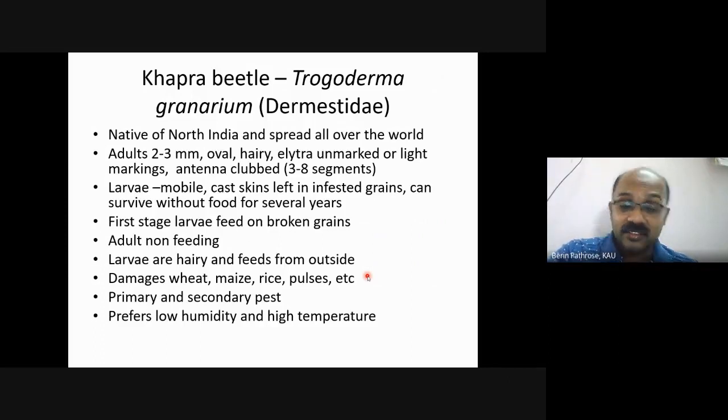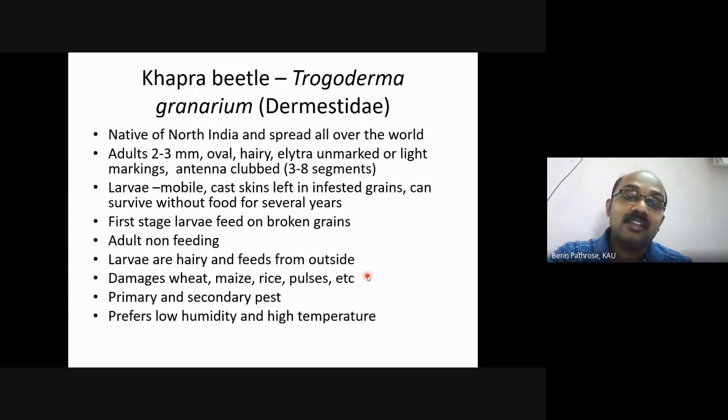And the first instar larvae, though it is considered as a primary pest, doesn't have the ability to feed on whole, sound grains. So the first instar larvae can be considered as a secondary pest because it can feed only on damaged grains. This is extremely critical. If you want to prevent Trogoderma infestation, whatever grains you store should be whole, sound, without any damaged grains. Because if you are not having any damaged grain, the first instar grubs of Trogoderma cannot survive.